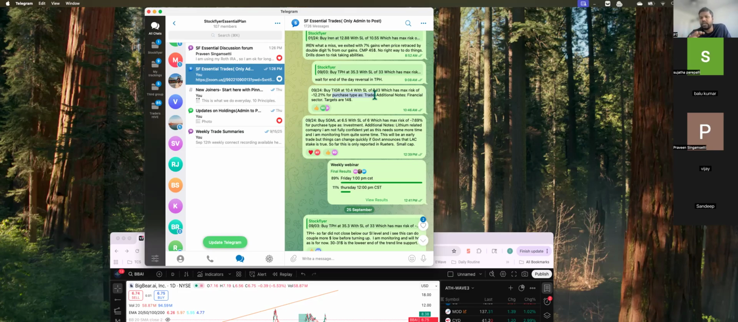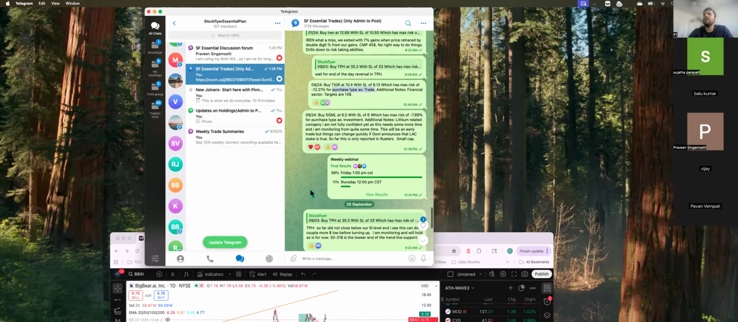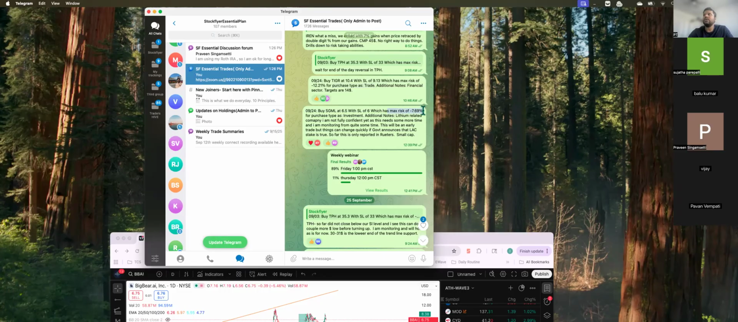Basically, these levels are logically identified, not something given from thin air. I try to see where the resistance and support are, and we navigate as per the need. In case people want to prioritize, I would always say go ahead and prioritize investment ideas or something which has lower risk. For every trade I give a maximum risk percentage. For example, SGML at 6.5, with 7.69% risk and purchase type as investment.